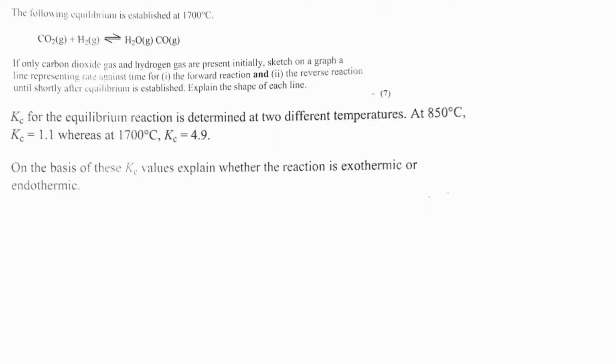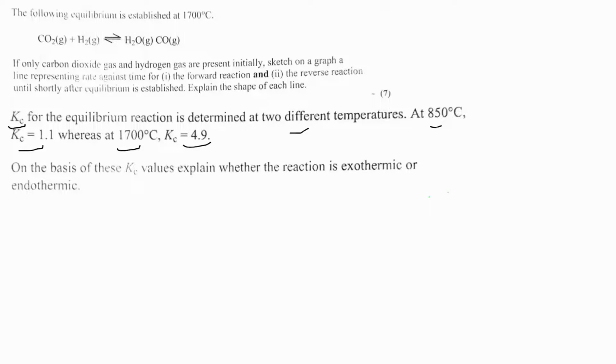So let's do the next part of the question. The next part is: Kc for the equilibrium is determined at two different temperatures, at 850 and 1700 degrees centigrade. Kc at 850 is 1.1, and at 1700 degrees centigrade Kc equals 4.9. They have asked: on the basis of the Kc values, explain whether the reaction is exothermic or endothermic. I will explain this now.